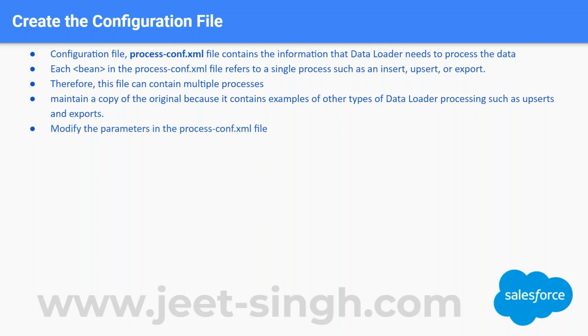All right. Modify the parameters in the process-conf.xml file. Okay, so what you have to do, you simply have to go and replace those values. Okay, and which values you need to replace, let me quickly tell you. There is a parameter called sfdc.endpoint. With this sfdc.endpoint, you simply have to enter the URL of the Salesforce instance for your organization.